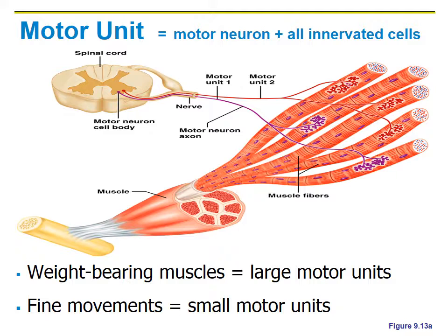Small motor units are found in muscles responsible for fine motor movement. Again, this makes sense, as one action potential would innervate a small part of the muscle and allow us to have much more control over it.